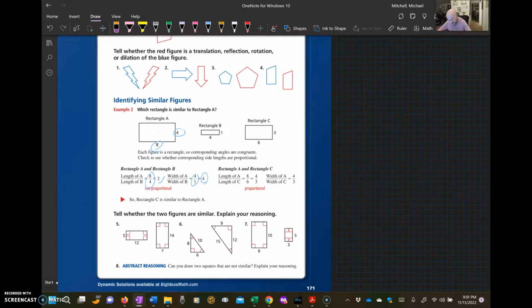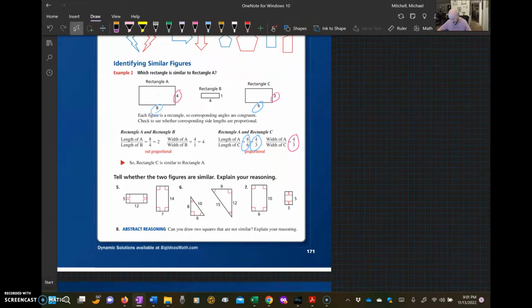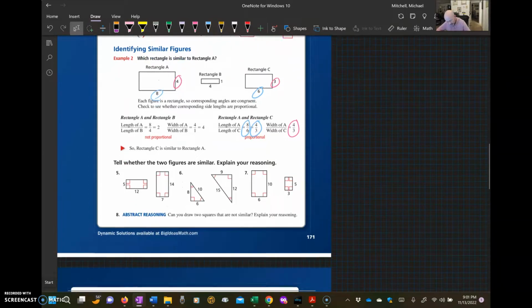Now, if I check this one over here, the 8 to 4 went to 2. Here I have long side to long side, 8 to 6, which goes to 4 to 3. Then they do short side to short side. Oh, that's also 4 to 3. That's the same. They're in proportion. So you get to do that down here with these.